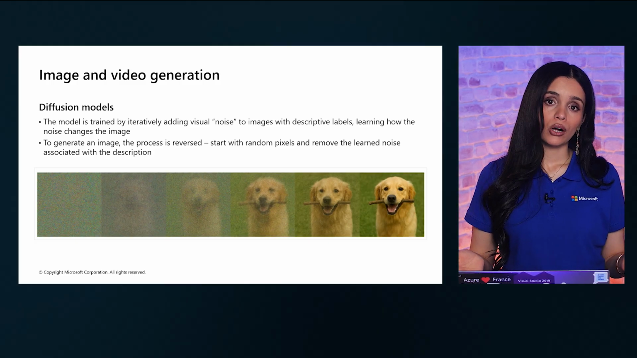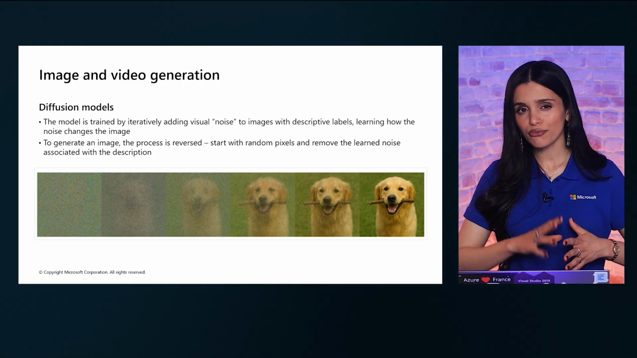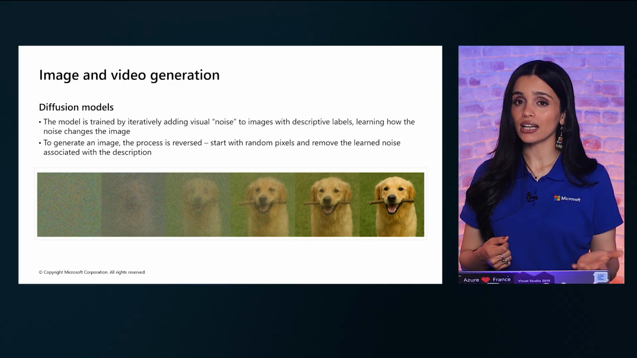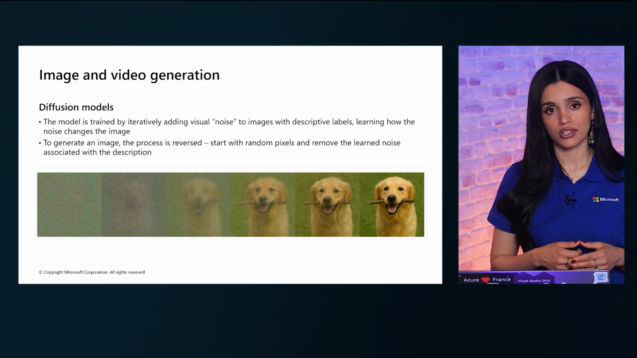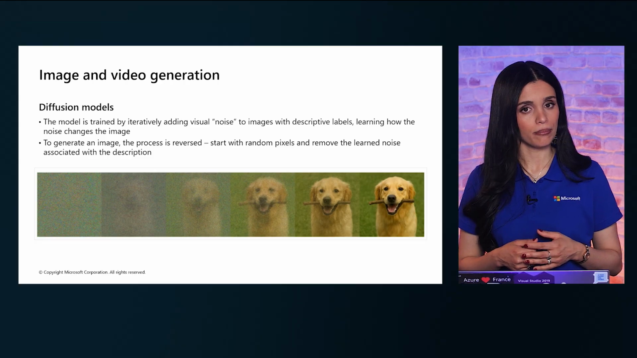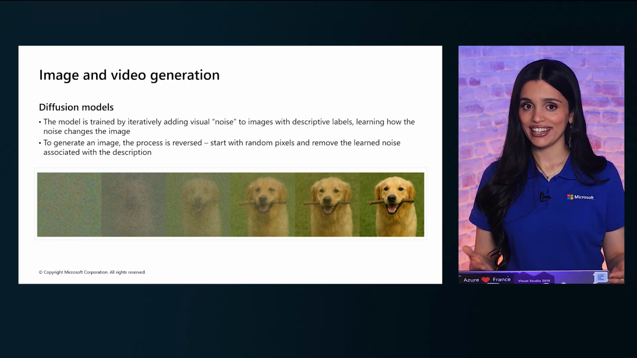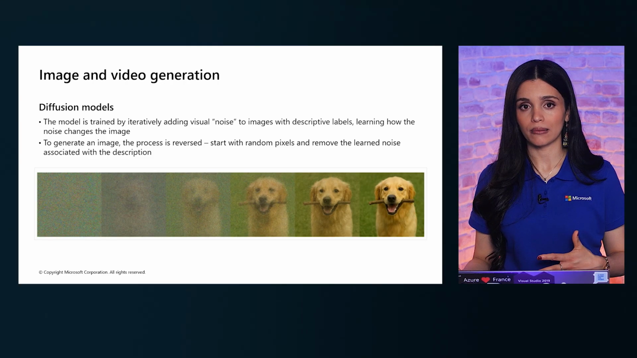So far we have talked about understanding images. Now let's flip the problem. What if AI doesn't just understand images, but actually creates them? That's where image and video generation comes in.